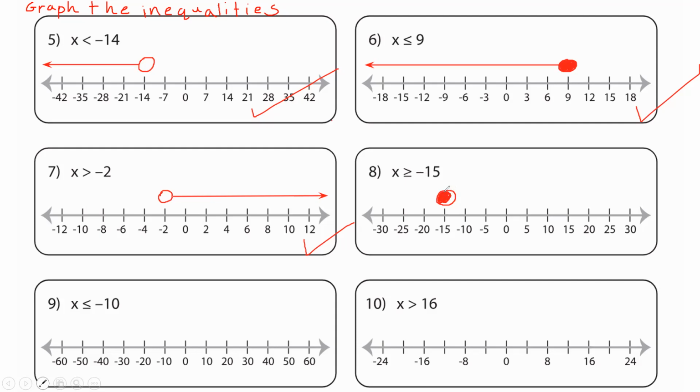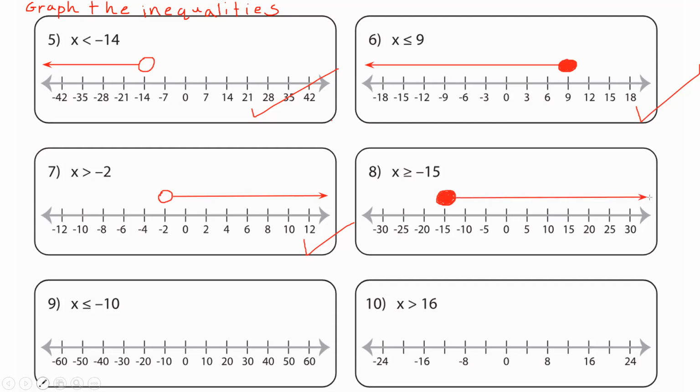Now we want the numbers that are greater than -15. Bigger than -15. So class, give me some examples of numbers that are bigger than -15. 15, 20, 25, 30. Very good. So are we gonna go to the right or are we gonna go to the left? The right. Very good, we're gonna go to the right.